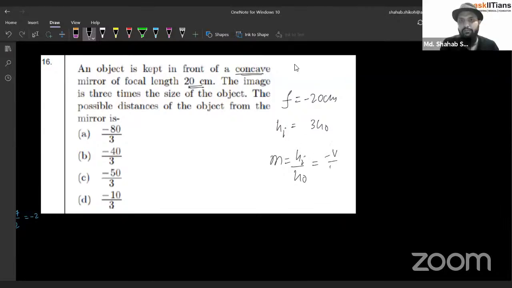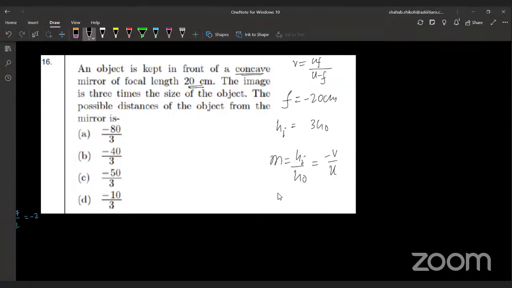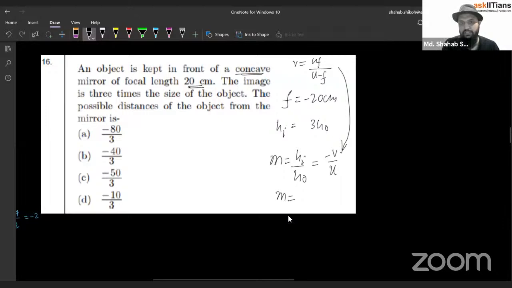And do you remember I asked you to memorize directly V is equal to UF by U minus F? Do you all remember? Yes, sir. So I just plug this V here and see what is being cancelled and what you are left with. U and U cancel here. What you get is F by F minus U, because this minus is taken, so U minus F becomes F minus U. This is magnification. Very easy to solve this question if you know my trick.